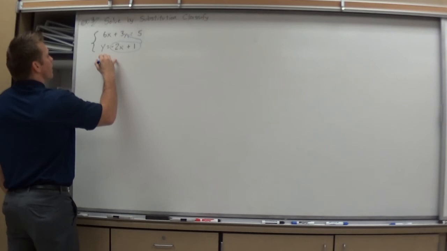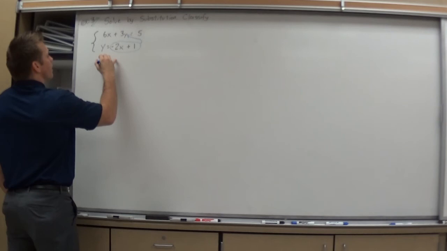So 6x plus 3 times parentheses negative 2x plus 1 equals 5. I've just replaced the y with what y was equal to. Now I have to solve that linear equation. I'm distributing: 3 times negative 2x is negative 6x, 3 times 1 is 3. Now whenever I'm solving an equation and the variables are on the same side, I want to combine like terms. 6x minus 6x is 0x. And 0x I don't need to write, so I end up with just 3 equals 5.